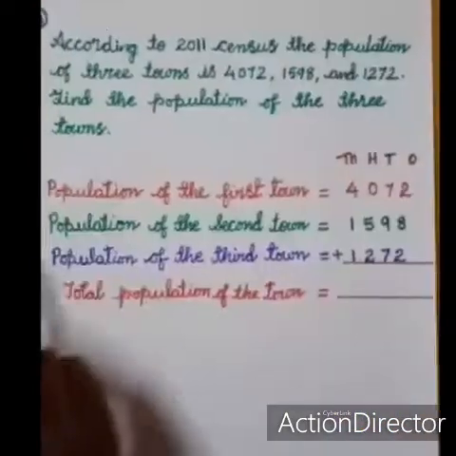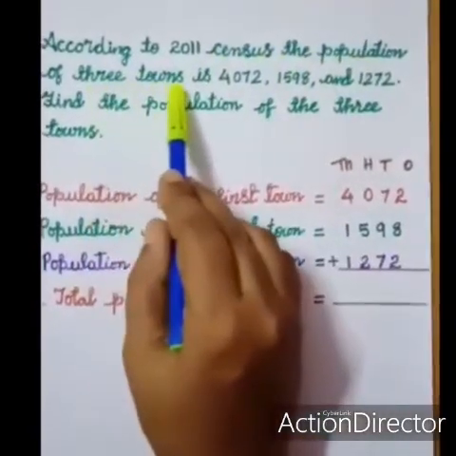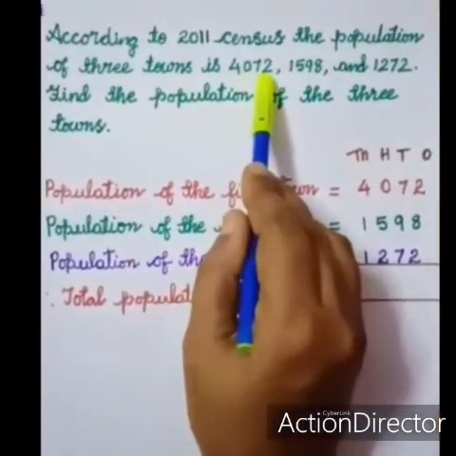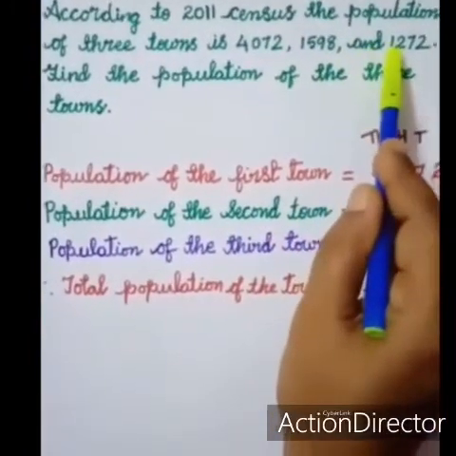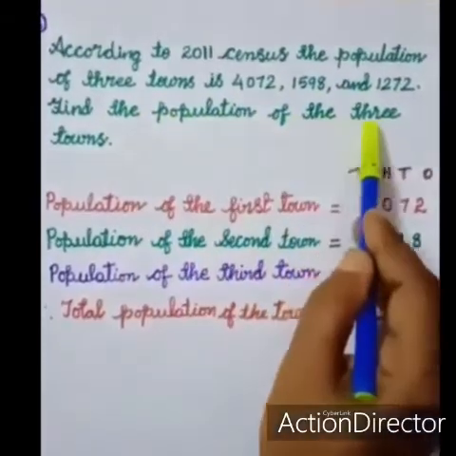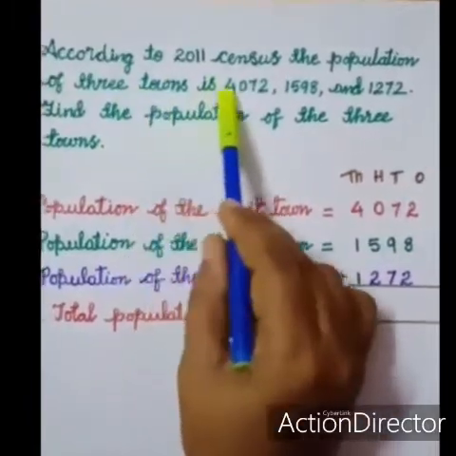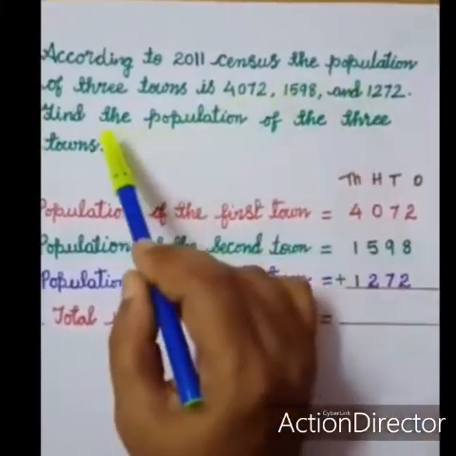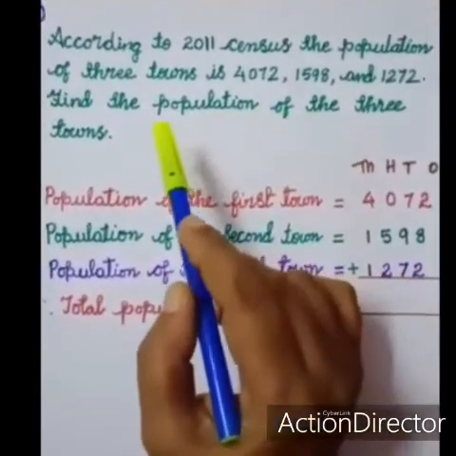10,688. According to 2011 census, the population of 3 towns is 4,072, 1,598 and 1,272. Find the population of 3 towns. Now what is given in the problem? Population of 3 towns. Now what we should find? We have to find the total population of 3 towns.